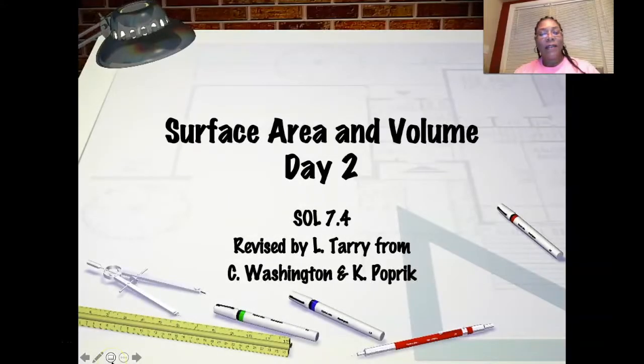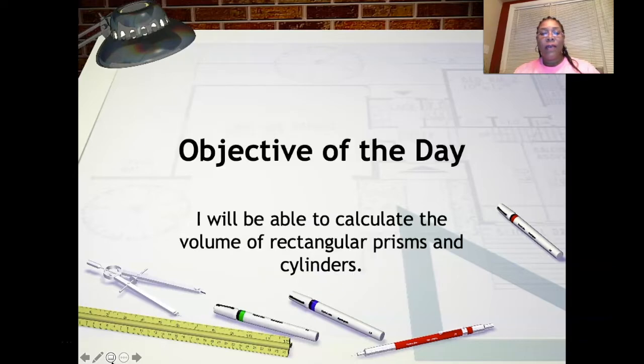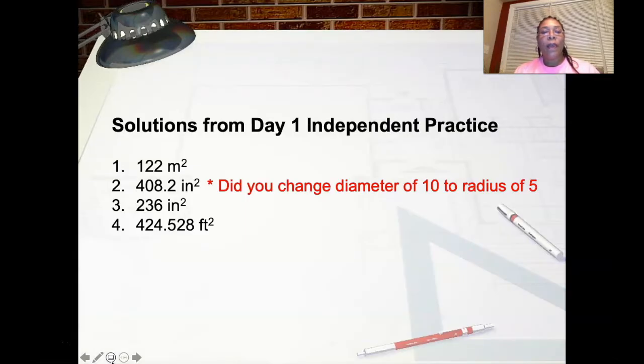Welcome back, RPS 7th grade scholars. We're going to continue with our work on rectangular prisms and cylinders. But today, we're going to be looking at calculating volume of rectangular prisms and cylinders. So we're going to go ahead and get started.